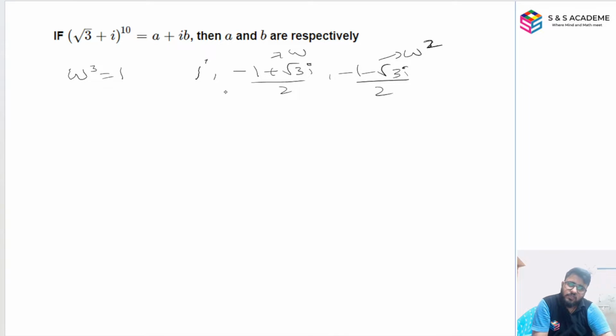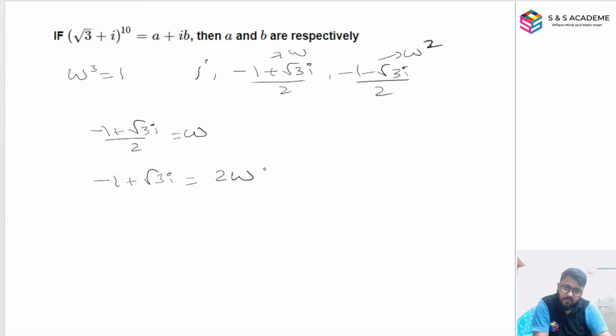All right, so now let's take minus 1 plus root 3i by 2 equals omega. Not so much like what's given here, but if I take the 2 to the other side, this is equal to 2 omega, right? So it seems like we're getting somewhere. Now I have a plus i here, and what when multiplied to minus 1 can give me a plus i? It has to be minus i, so that the minus gets cancelled off.